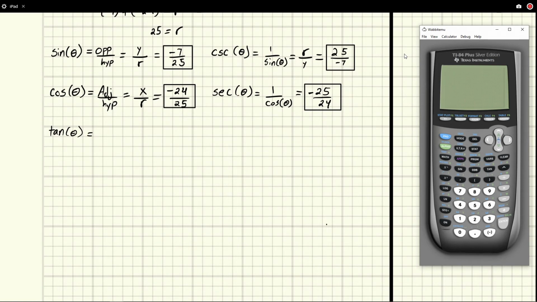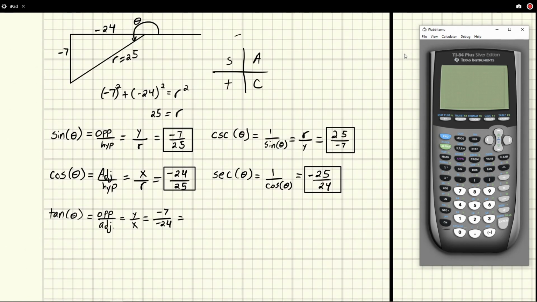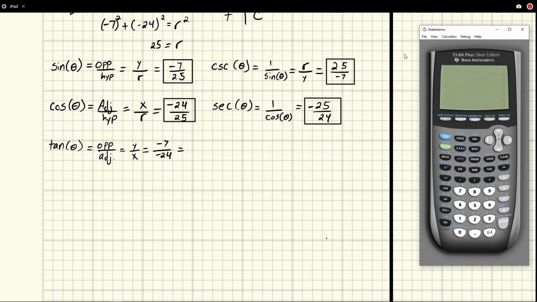So we're going to have the opposite over the adjacent, or y over x. This is the one that controls rise, and this is the one that controls run. So y was negative 7, and x was negative 24. And tangent, according to All Students Take Calculus, is the only positive thing in the third quadrant. And look at this, we get a positive result out because the negative simplifies to 7 over 24.